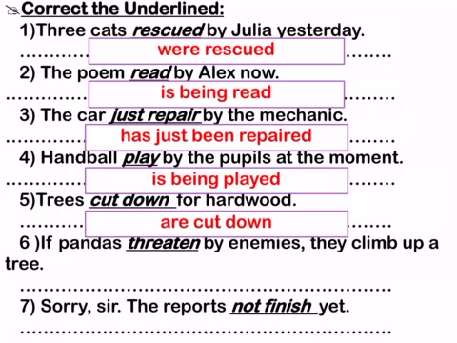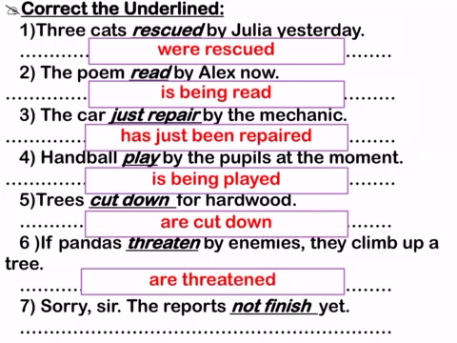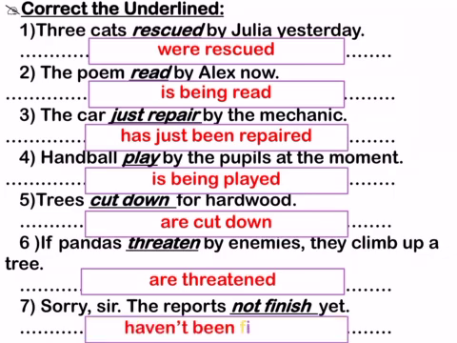If pandas blank threatened by enemies, they climb up a tree. This is if 0, and in the if 0 we have present, so are threatened. Sorry, sir, the report blank finished yet. So this is present perfect. It will be haven't been finished.